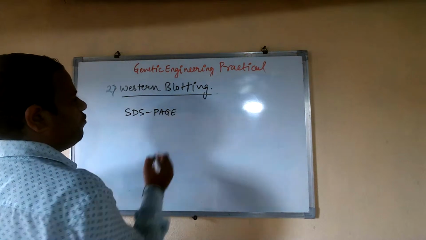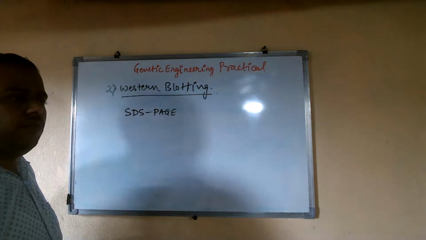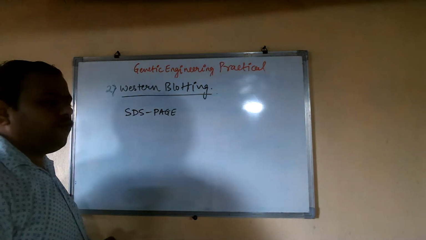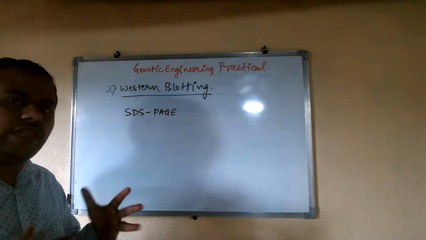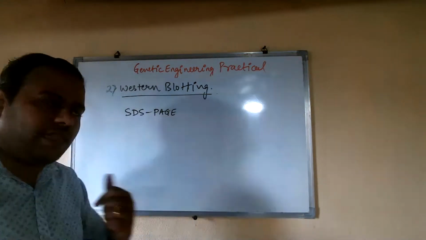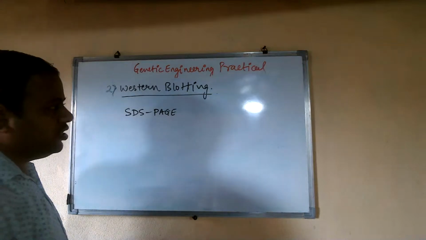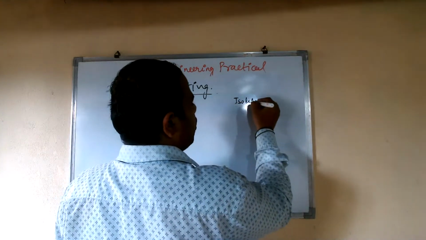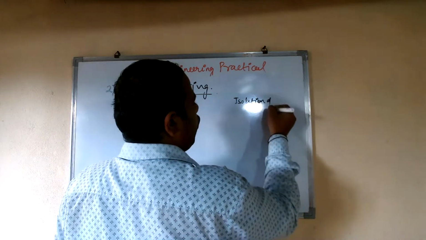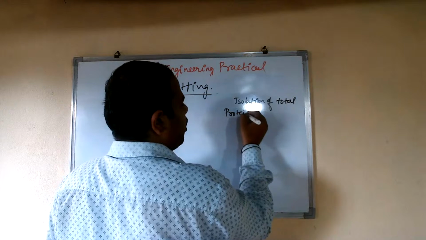Okay, so you perform SDS page where you have to determine a particular protein in a proteome of an organism. Proteome means the total protein content or the total protein that is expressed in an organism at that particular time. Okay, so first of all, the first process in the Western blotting is isolation of total protein content.